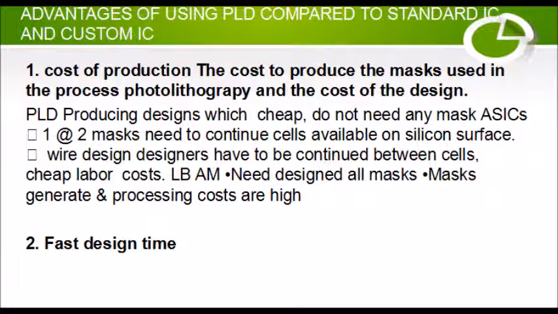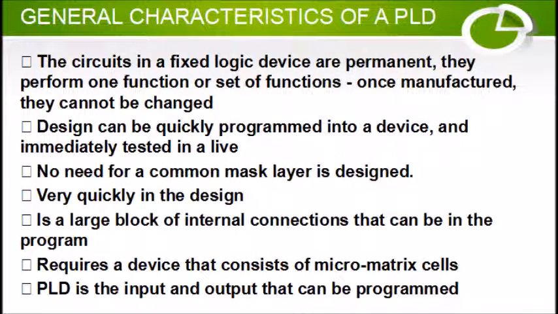which need one or two masks to connect the cells available on the silicon surface, and the wire designers have to connect between cells. Cheap labor costs. Full custom needs all masks designed. Mask generation and processing costs are high. Two is fast design time.